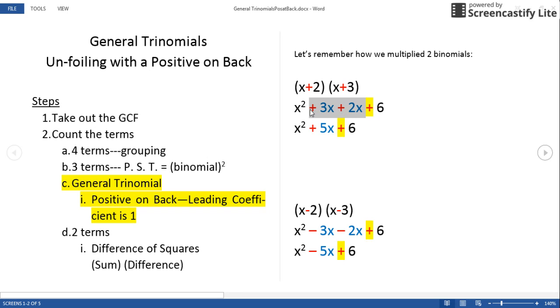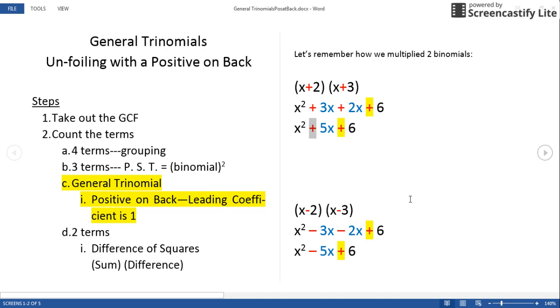They both have the same sign because the things in the parentheses had the same signs as each other. When we add these together, that gives us a result of 5x. Notice the sign of the 5x is the same as the sign that was in the original problem in each set of parentheses. So if we have a positive in the middle of both of those binomials, it'll give us a positive at the back. When those signs are both positive, we get a positive in the middle.